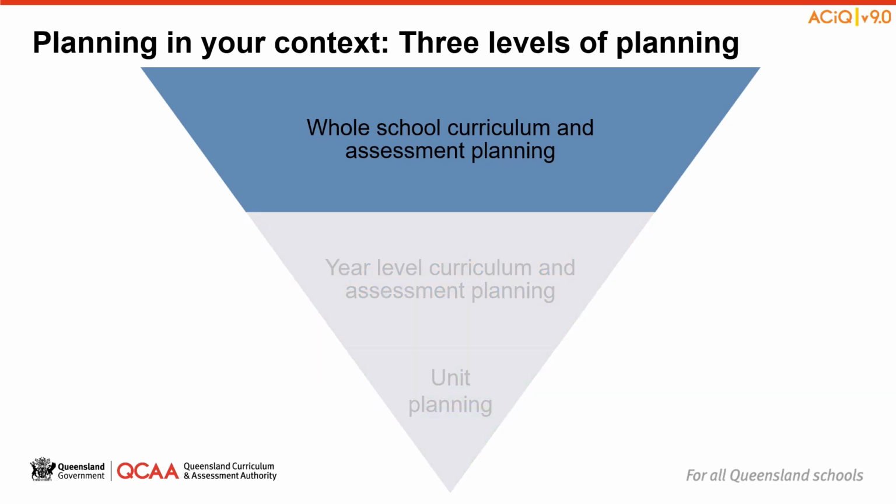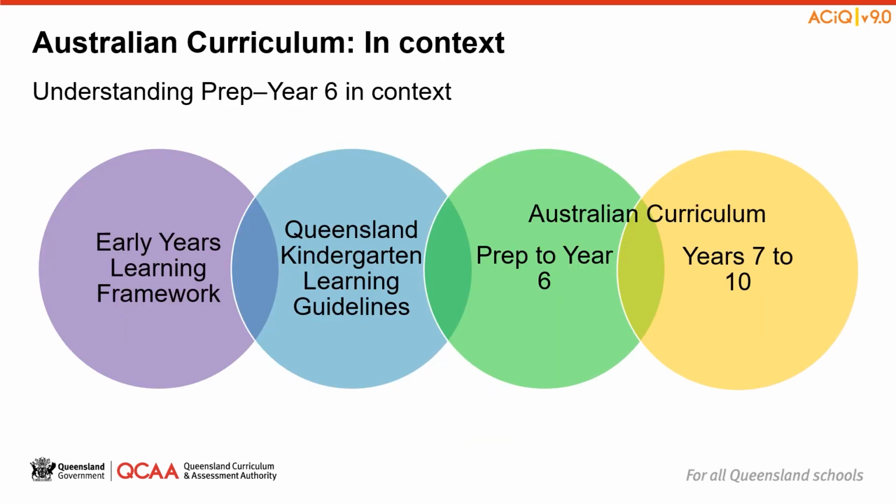Initially, consider what is happening at the whole school level and the implications this has for planning in your classroom. How do you need to account for your local context and its strategic priorities in your planning? We need to consider continuity of learning.